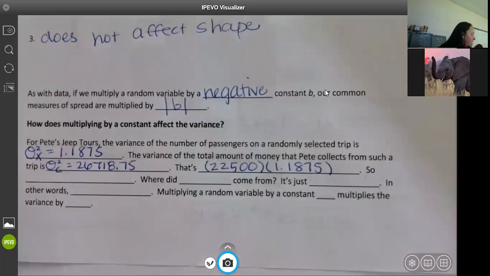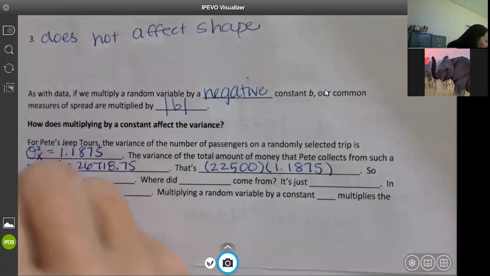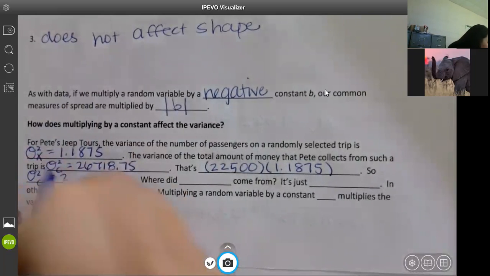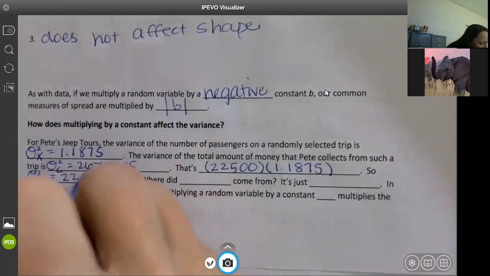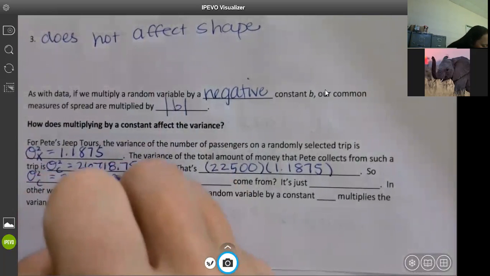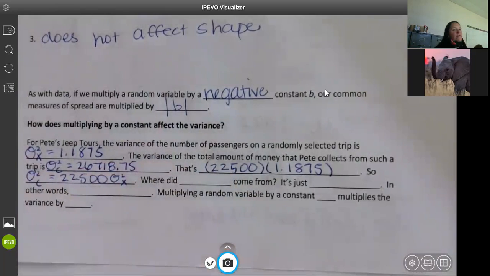So where did that come from? Where did that 22,500 come from?